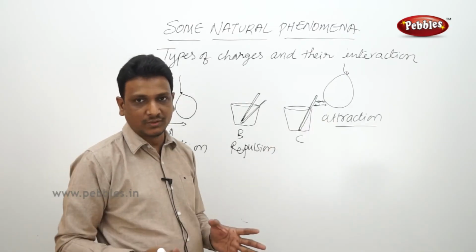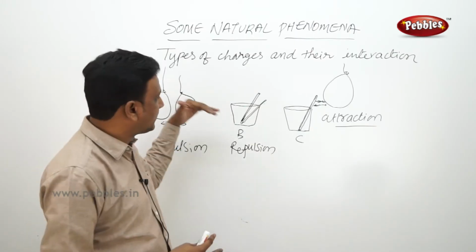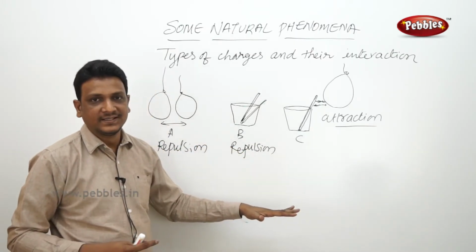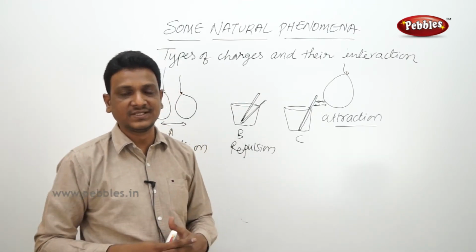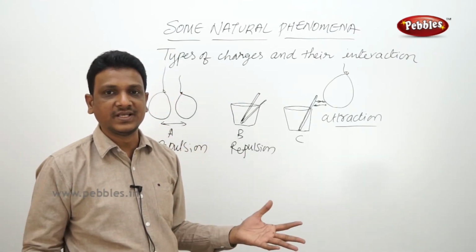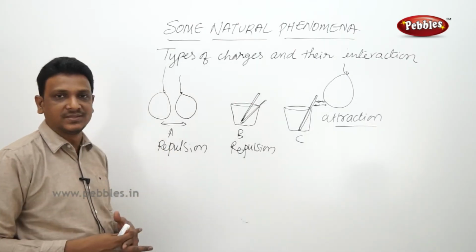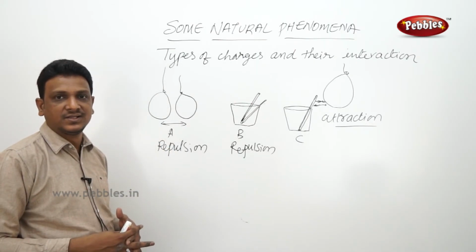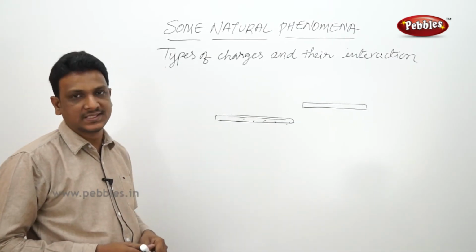Balloon is rubbed with a woolen cloth. So here the charges are different, so the attraction takes place. At this point we understood that charges are of two types, and that attraction takes place between unlike charges and repulsion takes place between like, similar charges. Right? So we have seen the charges are of two kinds.